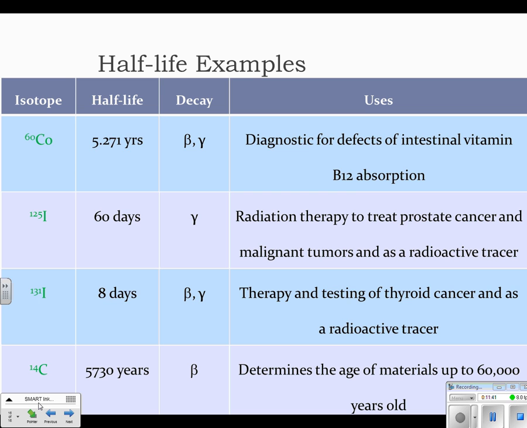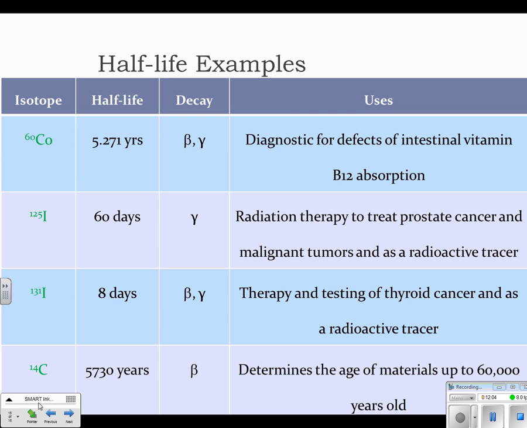It only dates materials up to 60,000 years old, though, because after that amount of time, the amount of carbon-14 you have left will be so small that it'll be too hard to detect. So remember I said you're going to keep dividing by 2. Eventually, you're going to get to a really, really small number. It's going to keep dividing by 2. It's never going to be 0, but it's going to be too small to measure.